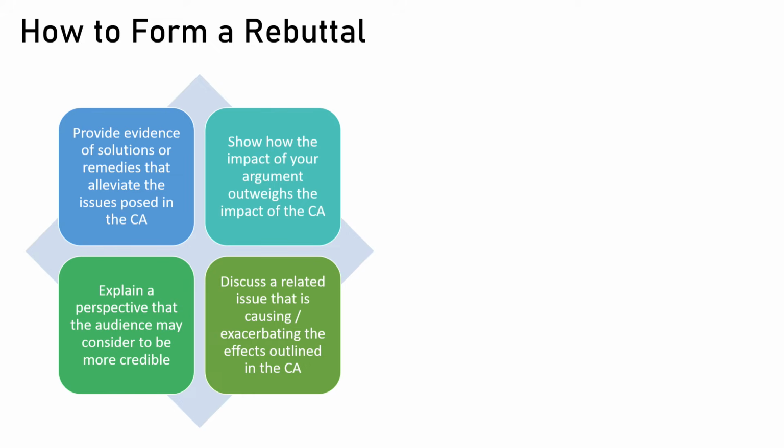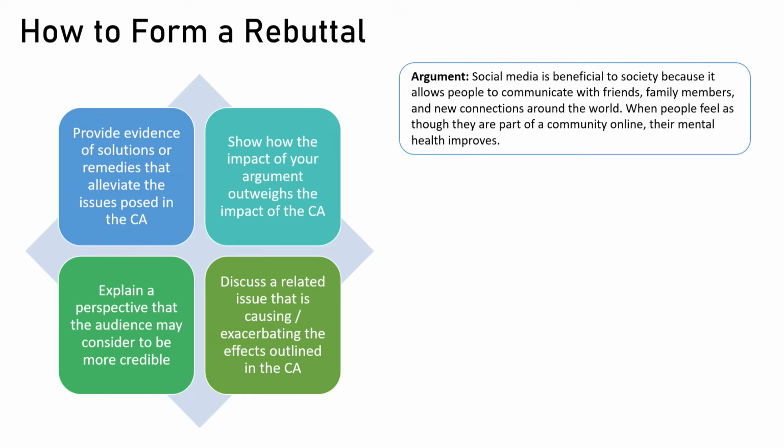Now, let's return to our topic of social media's impact on society. For our argument, we might write that social media is beneficial to society because it allows people to communicate with friends, family members, and new connections around the world. When people feel as though they are part of a community online, their mental health improves. So this is a summary of our overall argument.